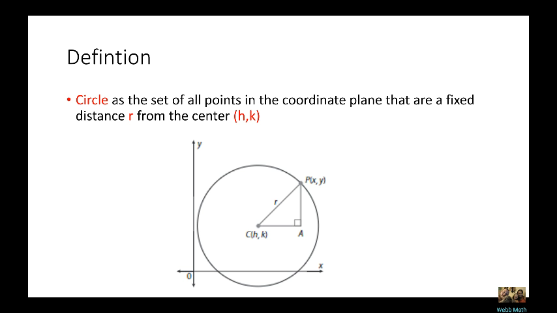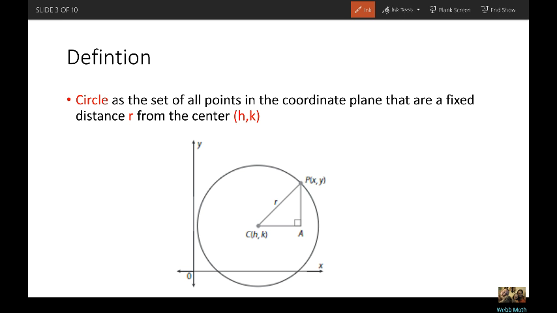So definition: a circle is a set of all points in the coordinate plane that are a fixed distance r from the center h comma k. So as you can see just by looking at the pretty picture, we have our center, and then we have a radius to deal with. So those are the two things you need to know in order to be able to graph a circle. Its center, where is it centered at, and what's the radius?